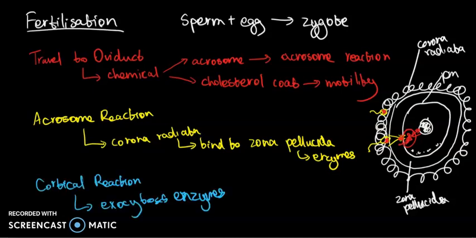Its genetic material is released, because after all, we only need the genetic material to combine in order for fertilization to occur. Finally, we have this thing called the cortical reaction. Once the sperm nuclei, or the DNA, enters the egg, what happens is these cortical granules actually release enzymes via exocytosis, which conduct two main functions. So the first part is that it thickens this zona pellucida layer, so it prevents other sperm from penetrating this layer.